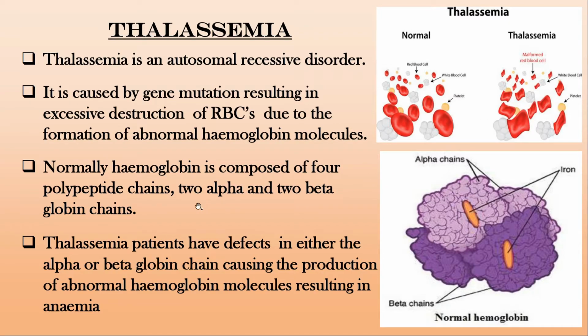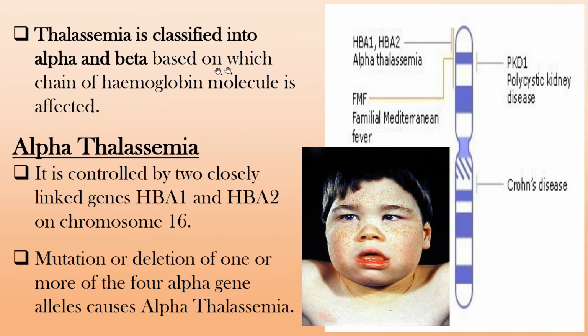Normally hemoglobin is composed of 4 polypeptide chains, 2 alpha chains and 2 beta globin chains. Thalassemia patients have defects in either the alpha or the beta globin chains, causing the production of abnormal hemoglobin molecules, resulting in anemia. Thalassemia can be classified into alpha and beta based on which chain of the hemoglobin molecule is affected. Alpha thalassemia is controlled by two closely linked genes, HbA1 and HbA2, on chromosome number 16. The mutation or deletion of one or more of the 4 alpha gene alleles causes alpha thalassemia.